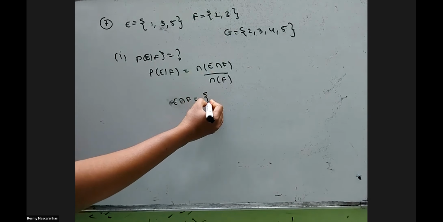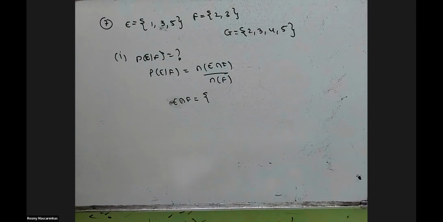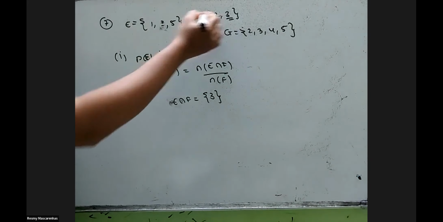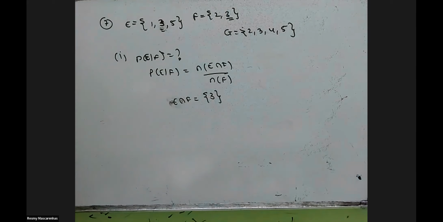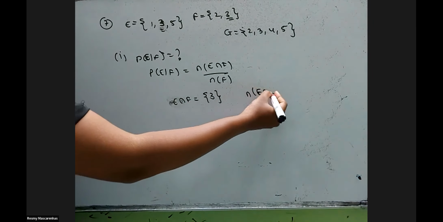Which are the common elements? Nothing is common, no? Wait, I'll just check whether all the data is given. 3 is common here. Between E and F, 3 is common. The number of elements in this is, how many elements? Just one element is.